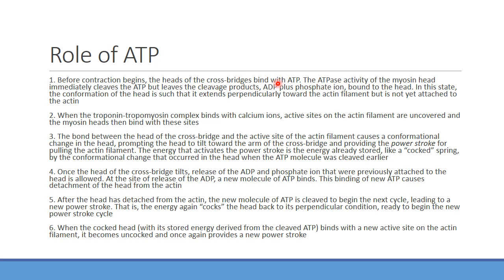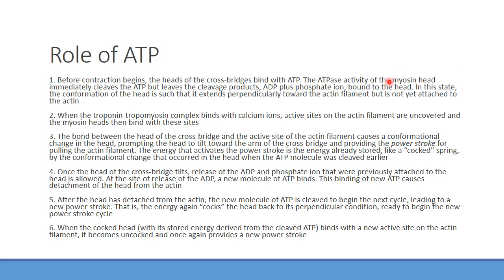So the myosin is going to have ATP bind to it, and then you're going to have ATPase activity cause that cleavage of ATP into ADP and phosphate. Okay, this is going to change basically the conformation of the myosin head. This is going to be that kind of cocking process where it's going to get ready for when it binds to the actin, it's going to cause the movement to occur.